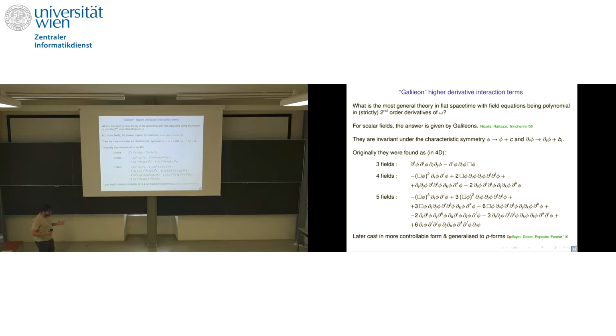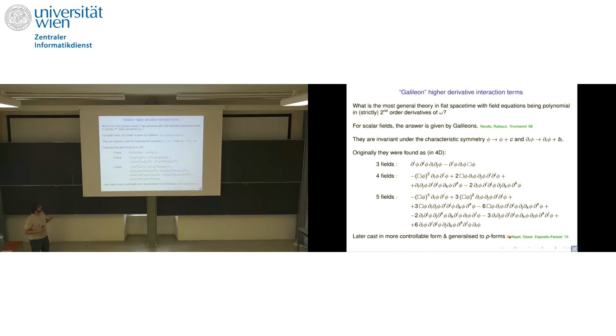So these are the answers to the question of what is the most general theory you can write in flat space-time for a single field, for example, with field equations which are polynomials in second derivatives of the field. Strictly second derivative of the field at this point. So no undifferentiated fields, no once differentiated fields, and no more than 2 derivatives. But polynomial in second derivatives, right?